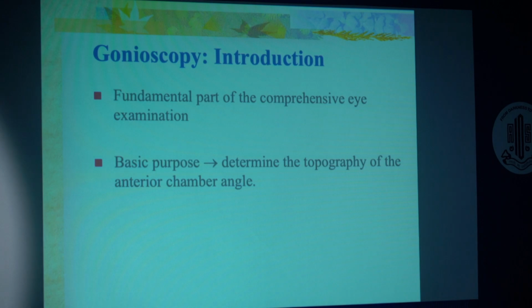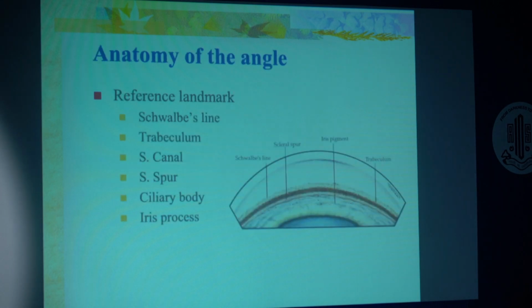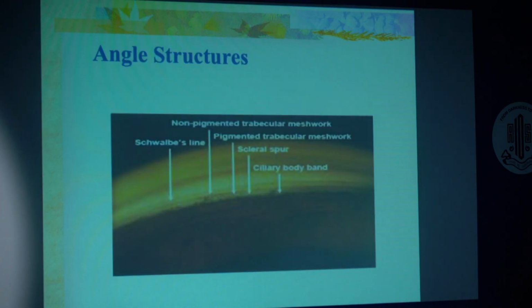The basic purpose is to determine the status of the anterior chamber angle. So what are the landmarks you see? You see Schwalbe's line, which is more anterior. Then you have the trabecular meshwork, you have pigmented and non-pigmented parts. There is Schlemm's canal, deeper to the trabecular meshwork. You have the scleral spur, and you have the ciliary body and iris processes. So this is a typical gonioscopy picture.